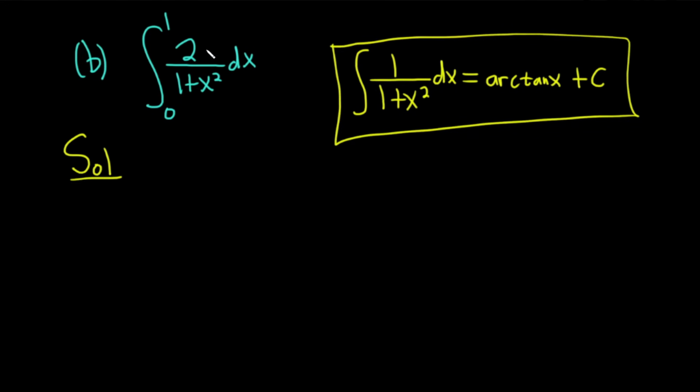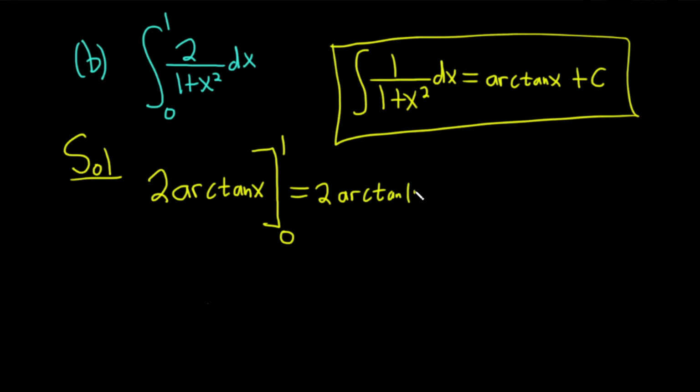So in this particular problem, we have a 2. That's basically going to hang out, and we just apply our formula. So we get 2 arctangent of x. And this is a definite integral, so you don't have to write the plus C. We get a bracket here, and we're going from 0 to 1. And when you have a definite integral, you plug in the top number first. This is equal to 2 times the arctangent of 1 minus 2 times the arctangent of 0.